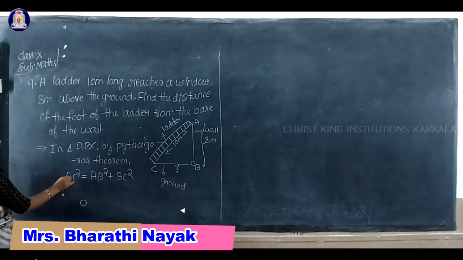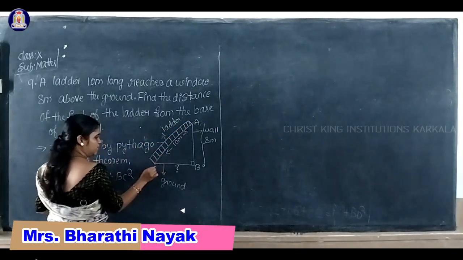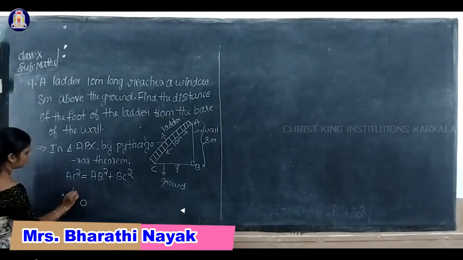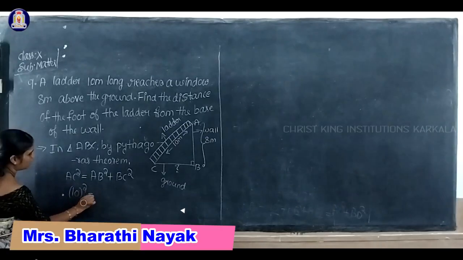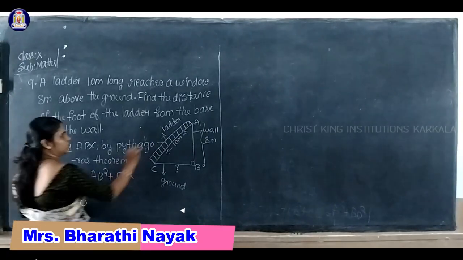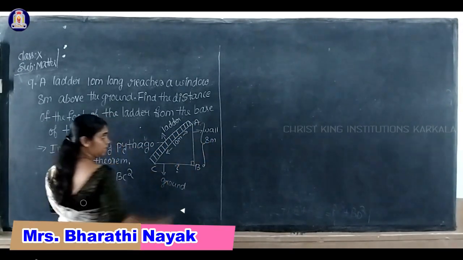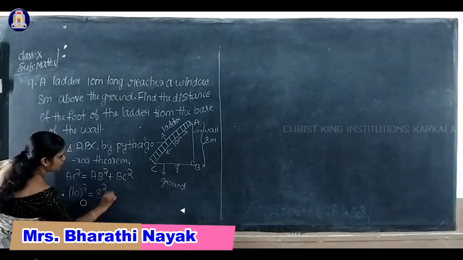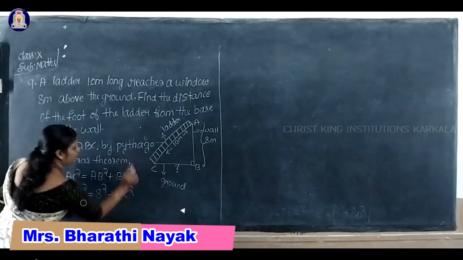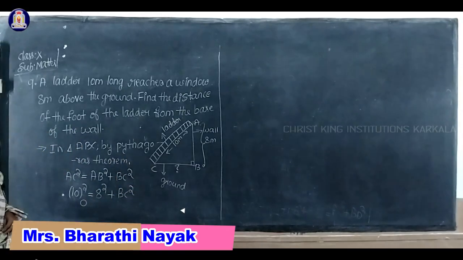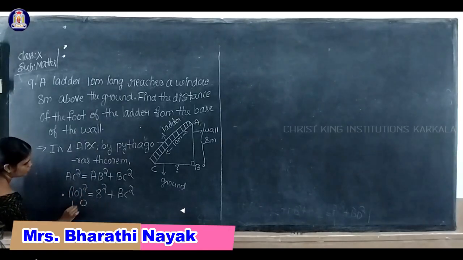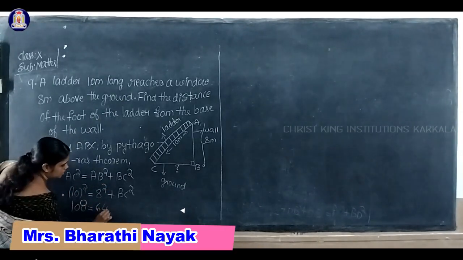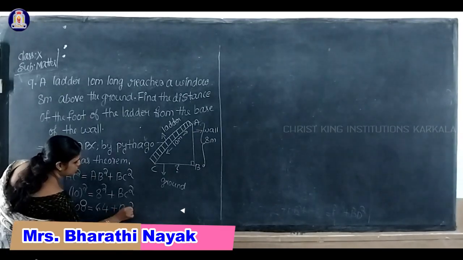What is the value of AC here? AC is nothing but 10. So AC square is 10 square, equal to AB square. What is the length of AB? AB is 8 meter. So I can write 8 square plus BC square. I will write it as it is. So 10 square is 100, 8 square is 64, plus BC square.